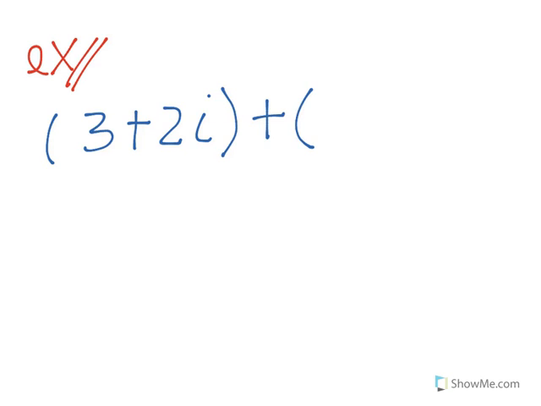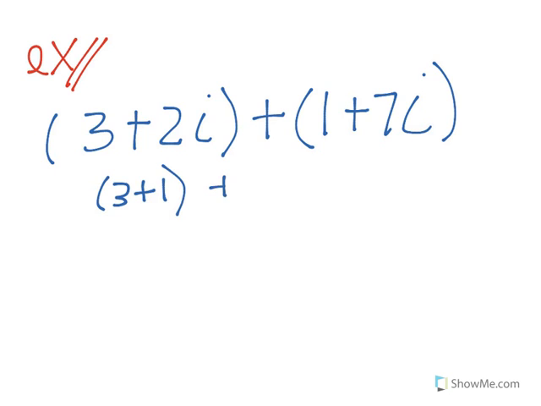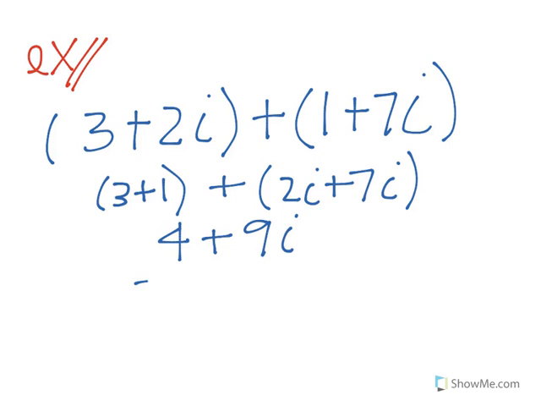Let's try a real example with some real numbers. Alright, let's combine these like terms. 3, 1. Superb. Let's add a 2i and a 7i. Well, howdy doody, that just becomes a 4 plus a 9i. There you go. There's your complex combo.